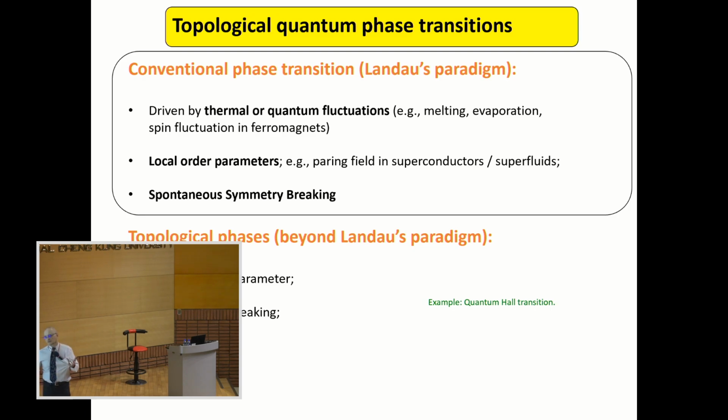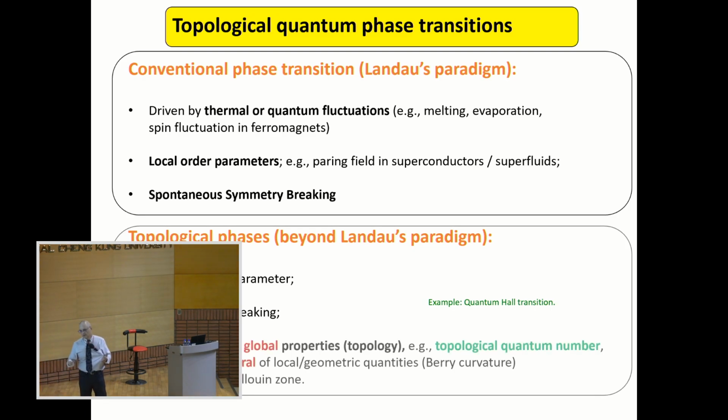These are quantum Hall transitions, and it's an example of them, but there are many other cases that people have been studying. So in this case, you need to characterize the global property, the topology. You need to figure out it has one hole or two holes, for example. A topological quantum number, which is an integer of local geometrical quantities, would be the Berry curvature over the entire first Brillouin zone. So you need to integrate it.